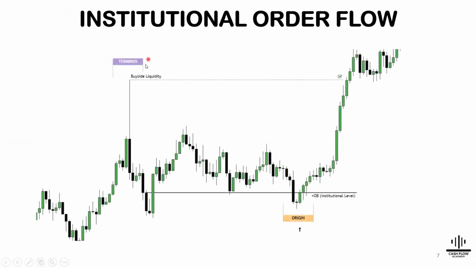So here's an example. We can see this is the gold market. Here is a weekly time frame. This is our institutional level, which serves as our origin. This is a bullish order block. Now you can see how price found support.